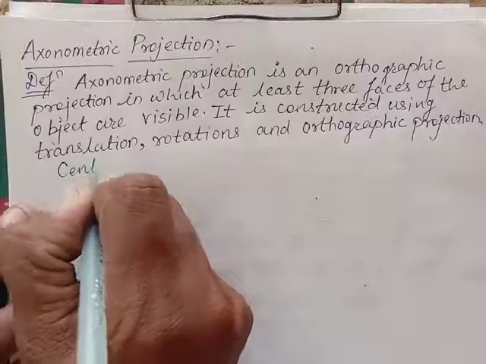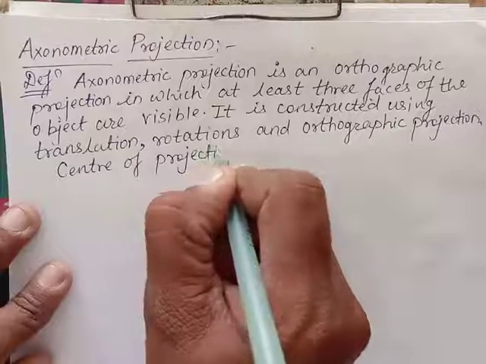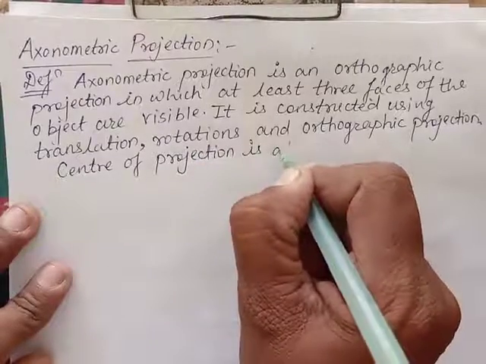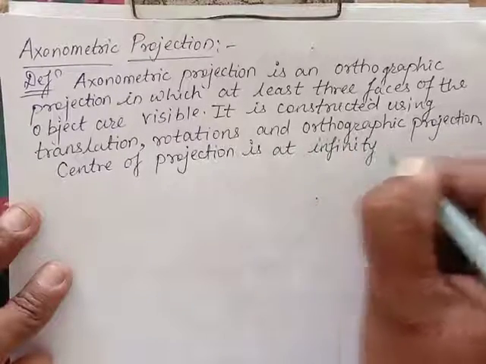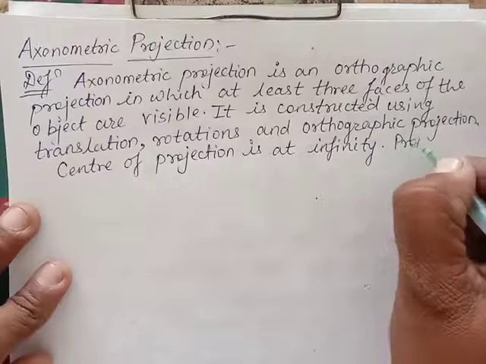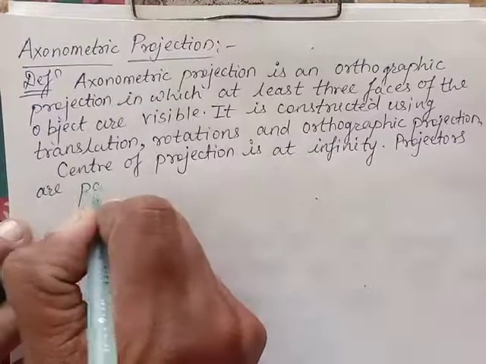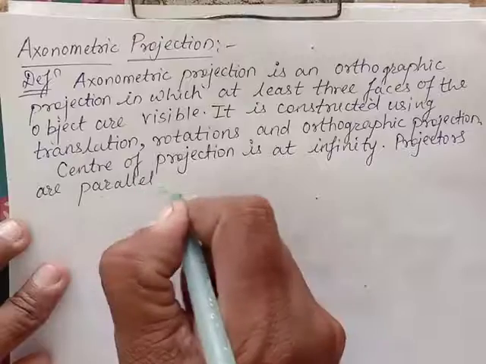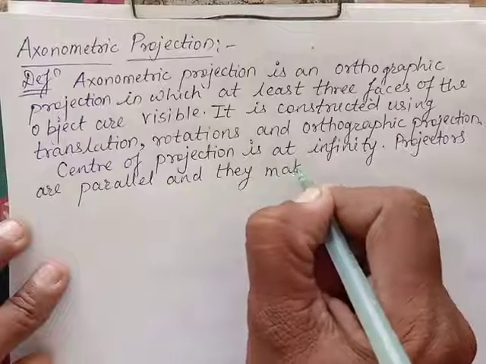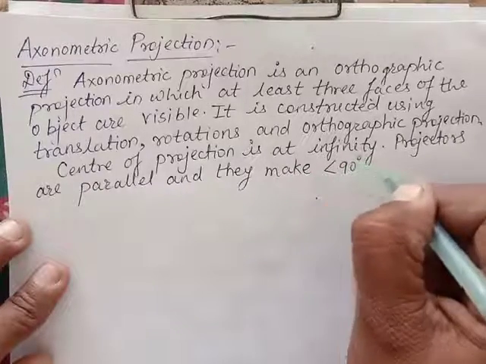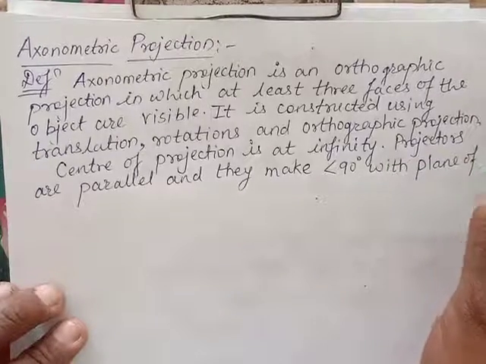Center of projection is at infinity. Projectors are parallel and they make an angle of 90 degrees with the plane of projection.